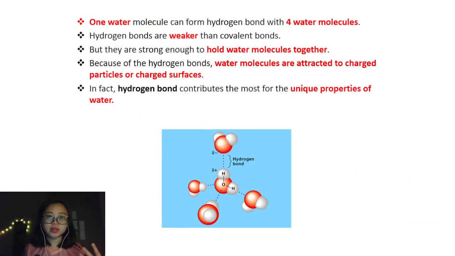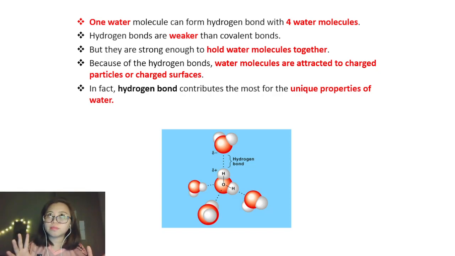Okay, so this is what I said just now. The thing about hydrogen bond is it is weaker than covalent bonds. So itu air tergerak jauh sikit, dia punya hydrogen bond sudah boleh terputus. Tapi dia cukup kuat untuk mengekalkan posisi water molecules. But basically it's strong enough to hold it together. Dia pastikan water molecule itu tidak terlari daripada satu sama lain.